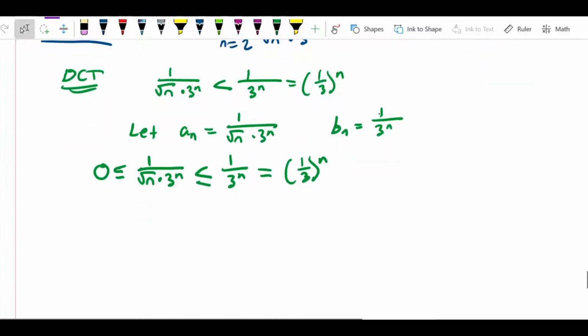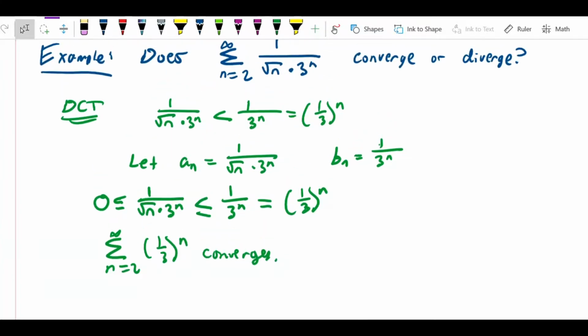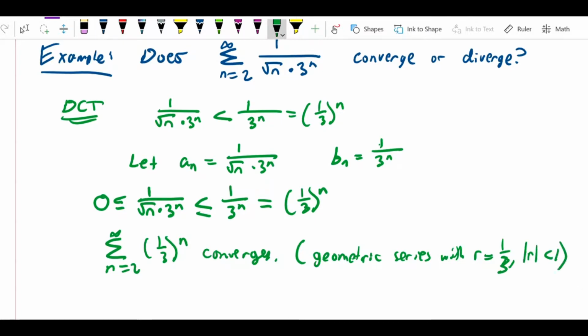So what we can say now is that the sum from n equals 2 to infinity of 1/3 to the n converges. We're going to state a slightly different rationale. I know that we've always done this using p-series, but the rationale that I'm going to use is that this is a geometric series with r equals 1/3, so that means that the absolute value of r is less than 1. So that's the proof that this converges.